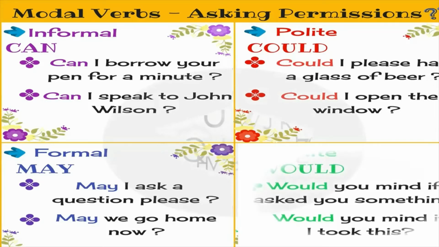Alright, and finally, again for polite, you could say would also. Would you mind if I asked you something? Would you mind if I took this? So what are you doing here? You're being really polite. Alright, so see, so many different words you can use for permission. You can use the words can, could, may, would for asking for permission. So these are all examples of modal verbs.